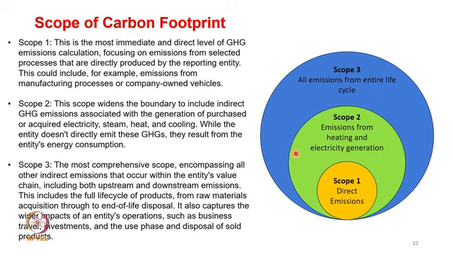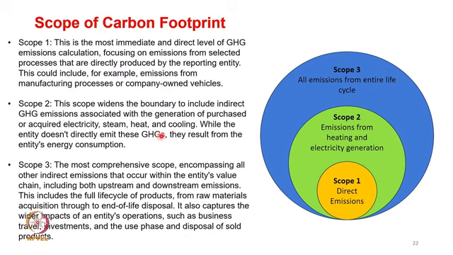And what is scope 1? Scope 1 essentially means the most immediate and direct impact of greenhouse gas emissions calculation, focusing on the emissions from selected processes that are directly produced by the reporting entity. This could be, for instance, emissions from a manufacturing process, company-owned vehicles, and so on. This is the direct case. Second is the emission from heating and electricity generation.